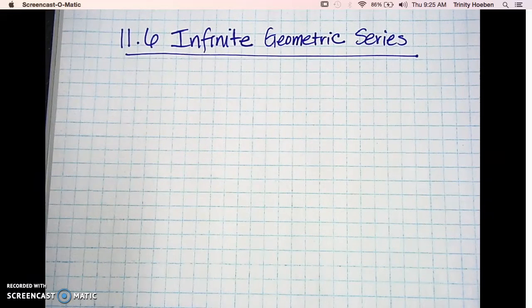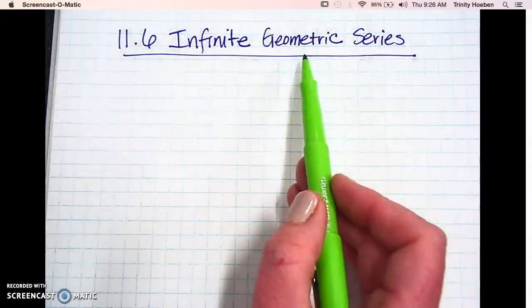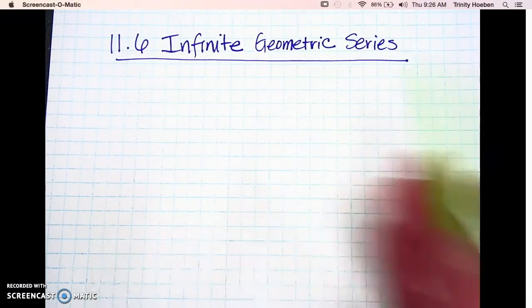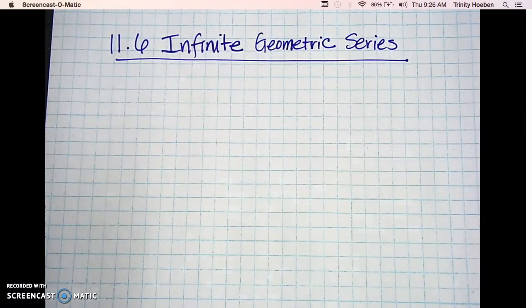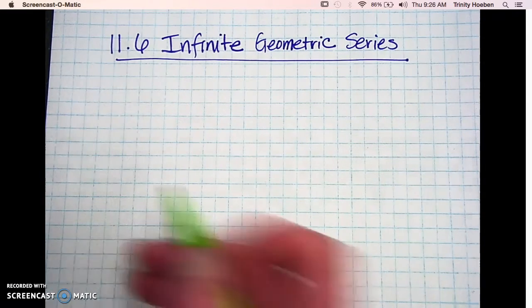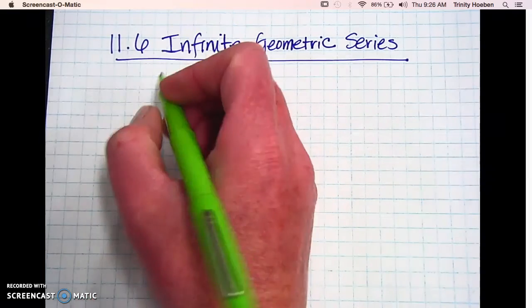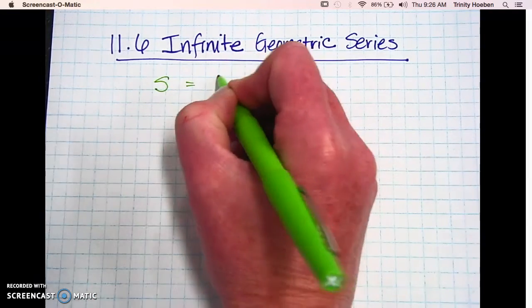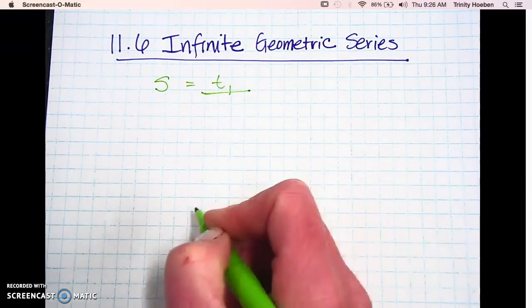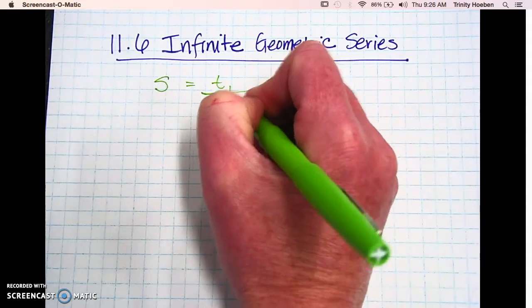All right, so 11.6 is called infinite geometric series, and I showed you the equation yesterday, but I'm going to show you it again today. But you just need to know that it's for geometric. You can't use it with arithmetic. It's only geometric, and it looks like this: S equals the first term over 1 minus R.